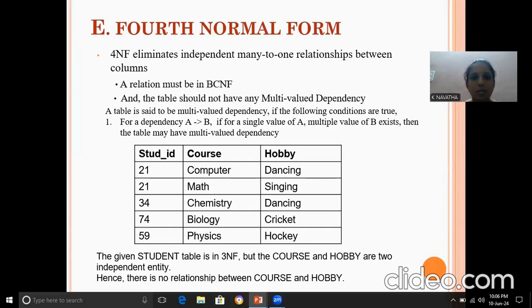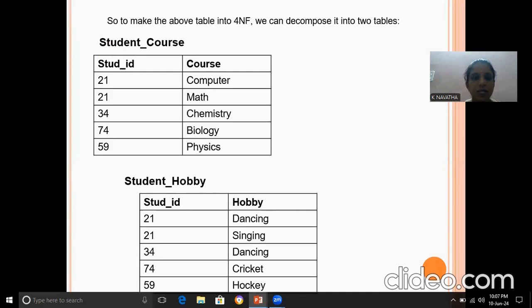Should not have any multi-value dependency. So here, course and hobby are two independent entities, hence there is no relationship between course and hobby. So to make the above table into fourth normal form, we can decompose it into two tables.